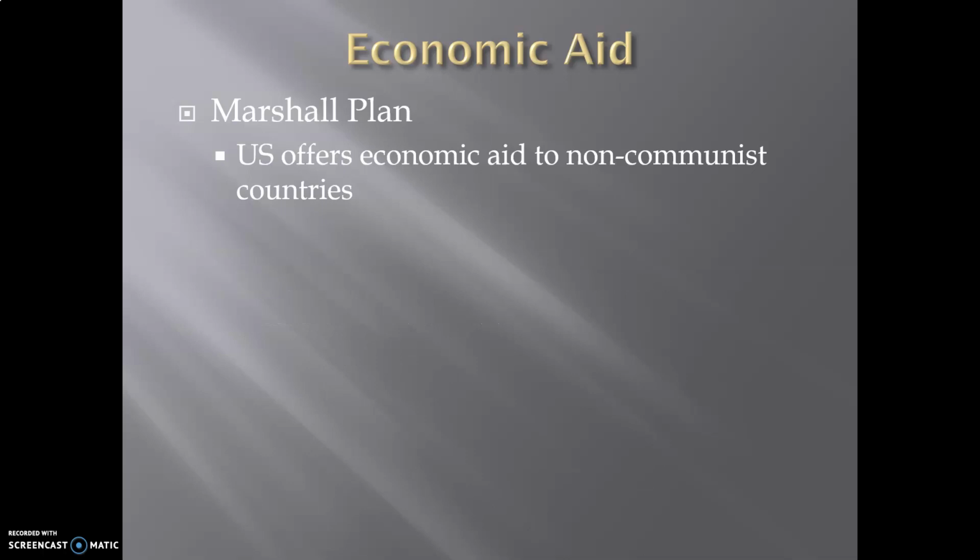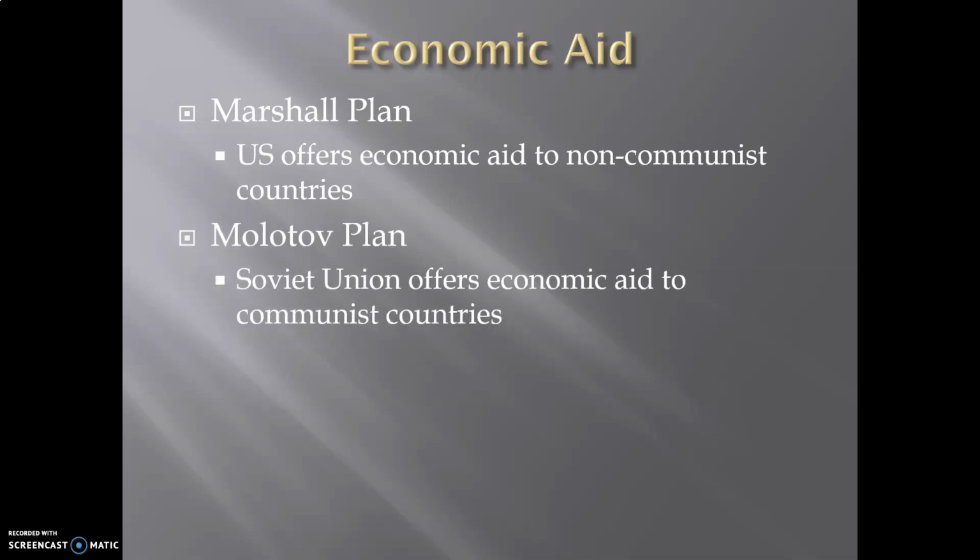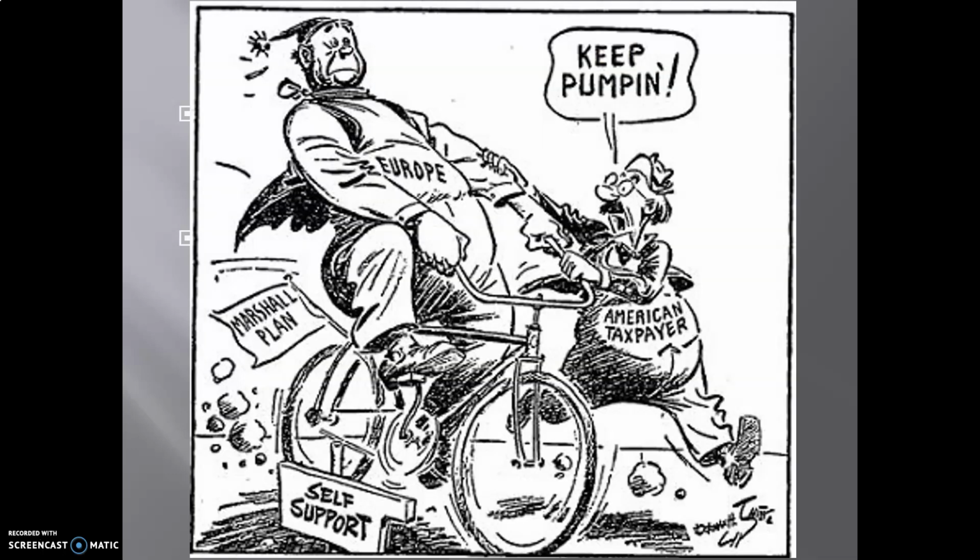The idea was, right, if people are happy, financially secure, not poor, they'll have less of a reason to turn to communism. The Soviet Union had their own plan called the Molotov Plan, which essentially did the same thing. However, the Soviet Union was a poorer country at this point, so the U.S. was able to offer more money to Western Europe, but remember, the Soviet Union also was trying to do the same thing.